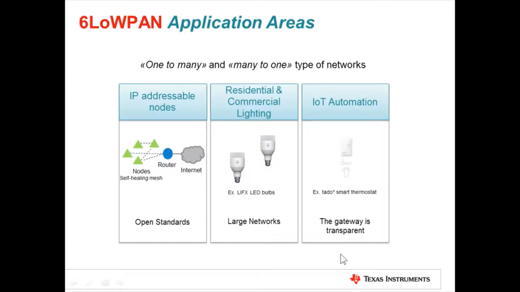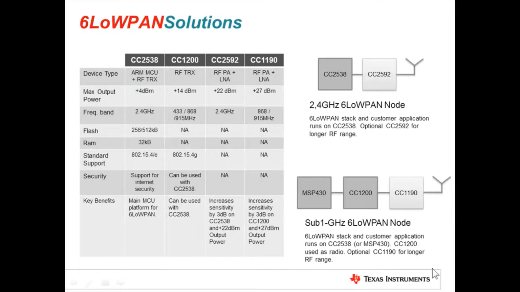Also, home automation with Internet connectivity and interaction between devices is gaining momentum in the market. An example of an upcoming home automation tool using 6LoWPAN is the Tado Smart Thermostat. Now that we understand the applications, let's dive deeper into some of the products.